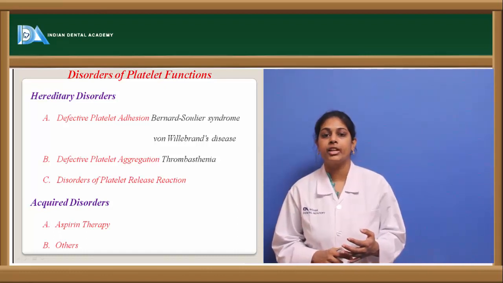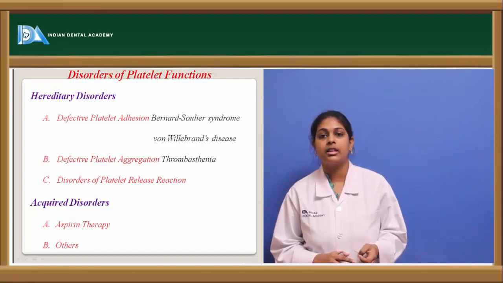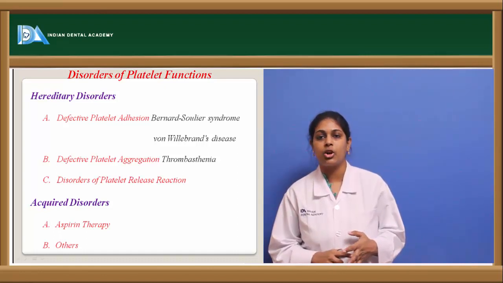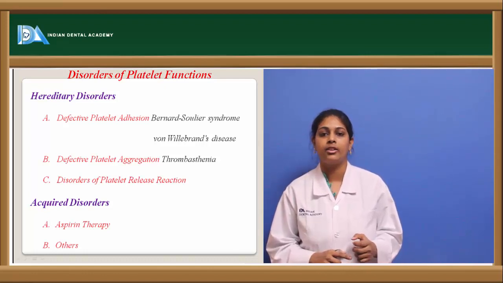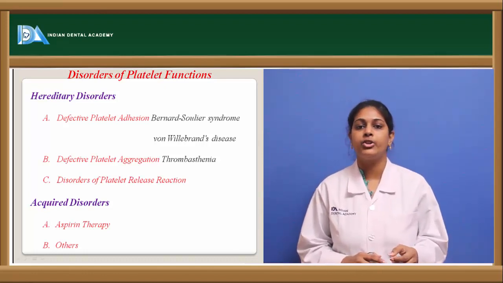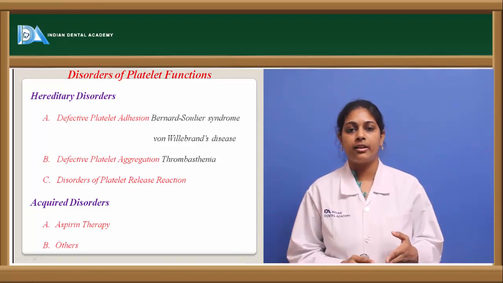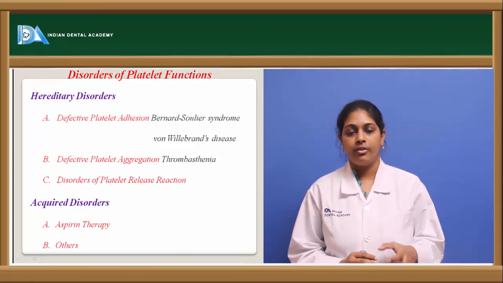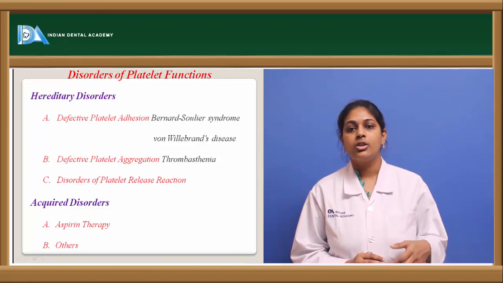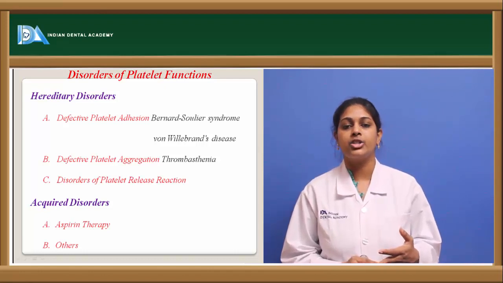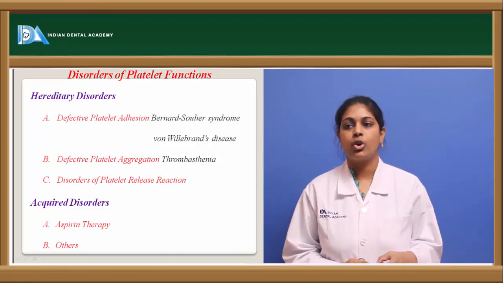Next, coming to defective platelet aggregation. This is seen in a condition known as thrombasthenia. The platelets aggregate, but there is a lack of formation of the fibrin plug, which results in degradation of the platelet aggregates which have already fused to each other. So this is defective platelet aggregation, usually seen in the condition known as thrombasthenia.